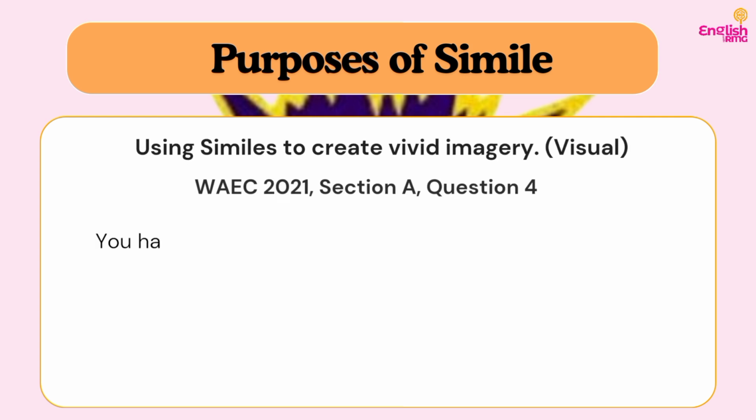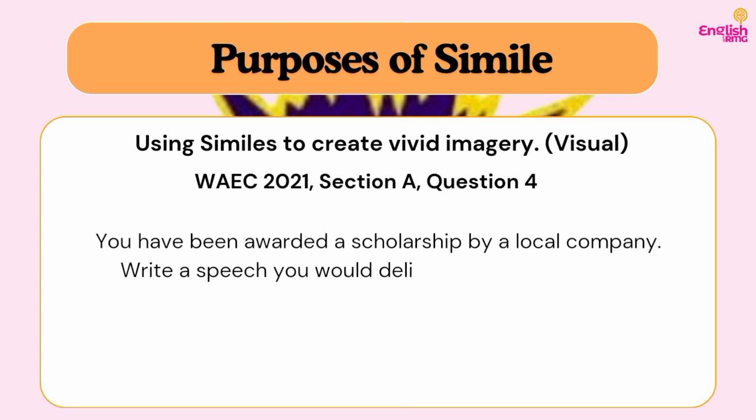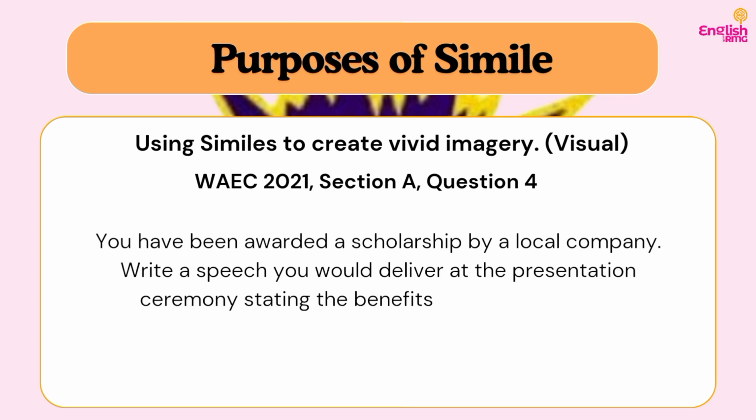So let's see how we can do this practically with some of the questions from your WASSCE past questions. So we have question 4 from section A, WASSCE 2021, and we want to use this question to exemplify writing sentences to show visual imagery. So the question reads: you have been awarded a scholarship by a local company. Write a speech you would deliver at the presentation ceremony stating the benefits of the scholarship. So this is the question.